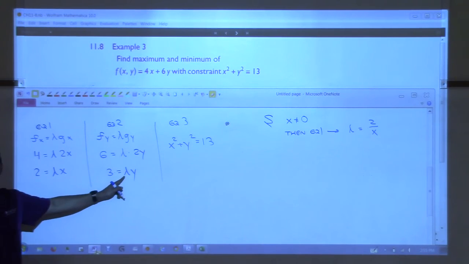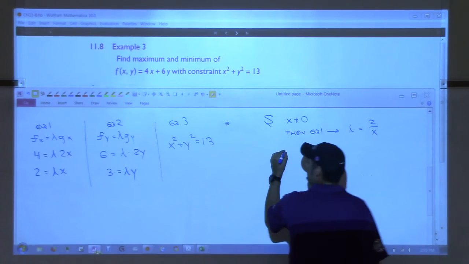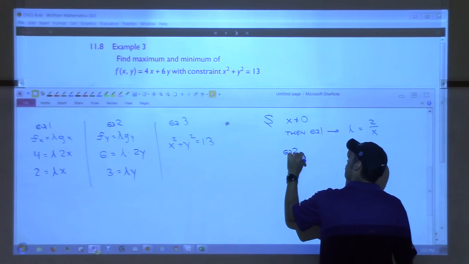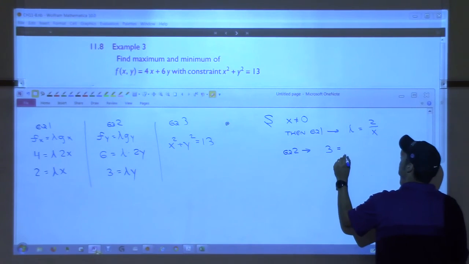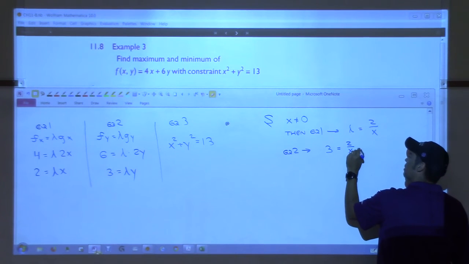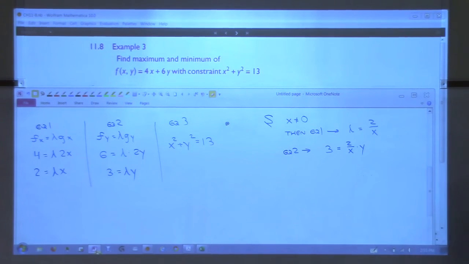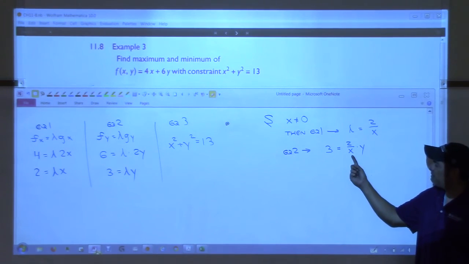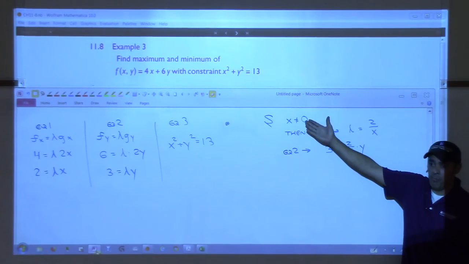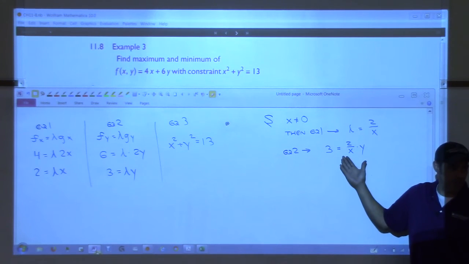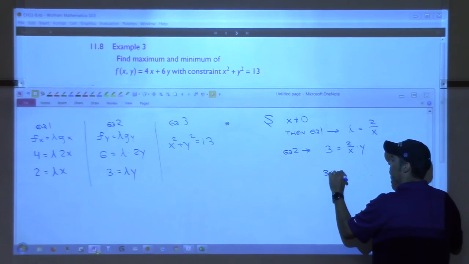Plug it into this one? Okay, you want me to plug that in to right here? Then equation 2 would become 3 equals 2 over x times y. Can I multiply both sides by x to get this x out of here? Yes, so long as x isn't 0, but I'm living and working under that assumption. So 3x equals 2y.